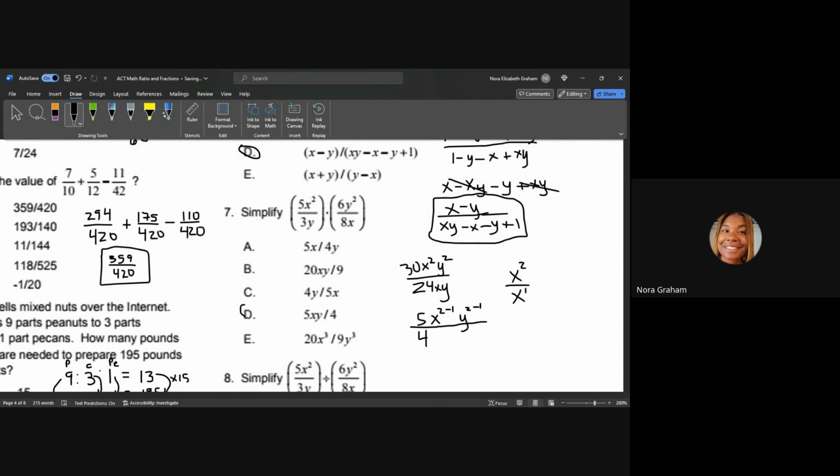So our answer would be D. And this has to deal with exponential rules. If you want another video on exponential rules to break it down, let me know. Put it in the comments.